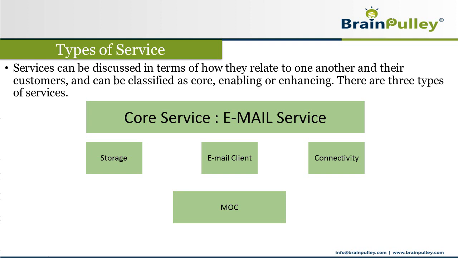The enabling services are those services which are needed in order for a core service to be delivered. Enabling services may or may not be visible to the customer, but the customer does not perceive them as services in their own right. They are basic factors which enable the customer to receive the real service, which here is the core service. In this example, storage, email client, and connectivity will become factors which will make your email service available. Storage, email client, and connectivity contribute together to form your email services, and hence they are known as enabling services. In layman's terms, enabling services can be described as services which help you deliver the core service.